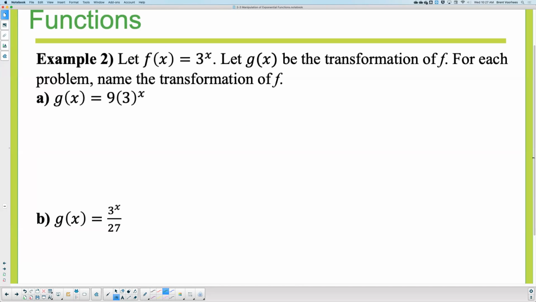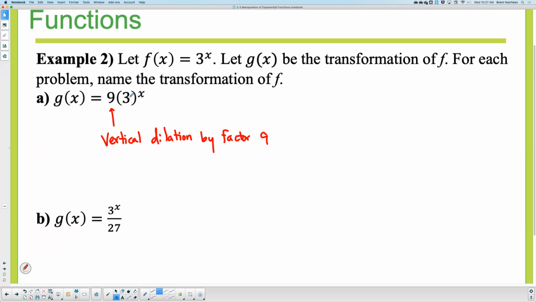What in the world? We've got to name transformations. What transformation do you see this time? You see a dilation. Horizontal or vertical? Vertical. Why vertical? Because it's on the outside. It's not with the x. That's vertical. If you multiply it, it's a dilation by factor 9.